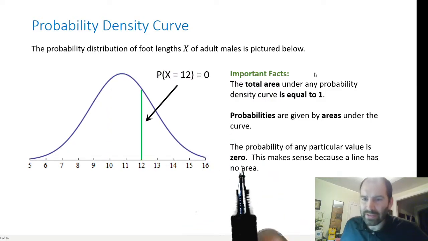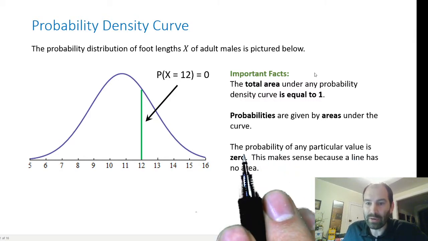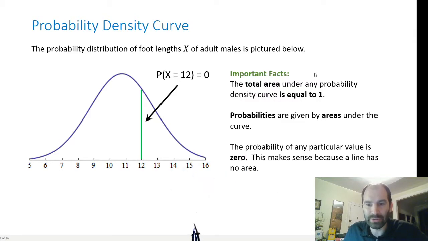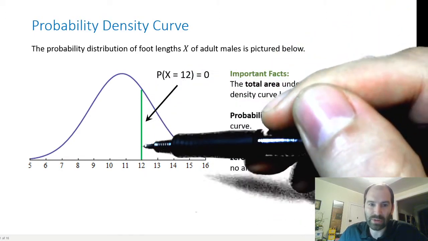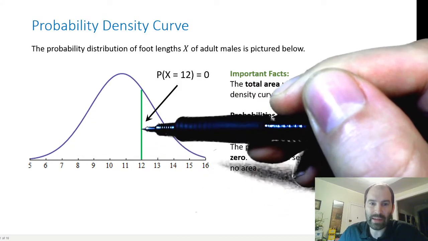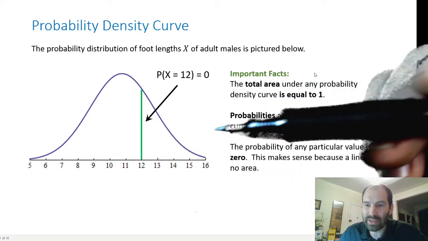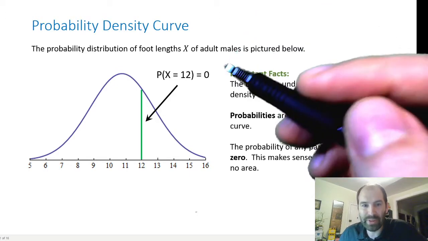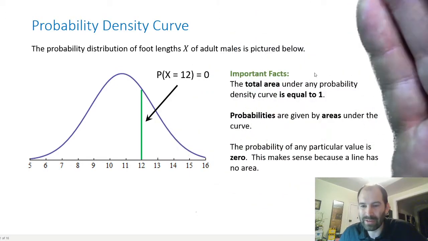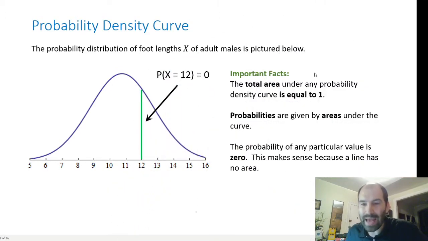Now, another important thing to consider: the probability of any particular value is 0. Well, that should make sense to you, because if probabilities are given by areas, and I'm just talking about a particular value, x equals 12, well, that's an infinitely thin line. The area of an infinitely thin line is 0. You know, the area of a rectangle is width times height. But a line has width 0, so its area is 0. So that means the probability that x equals any number is 0.